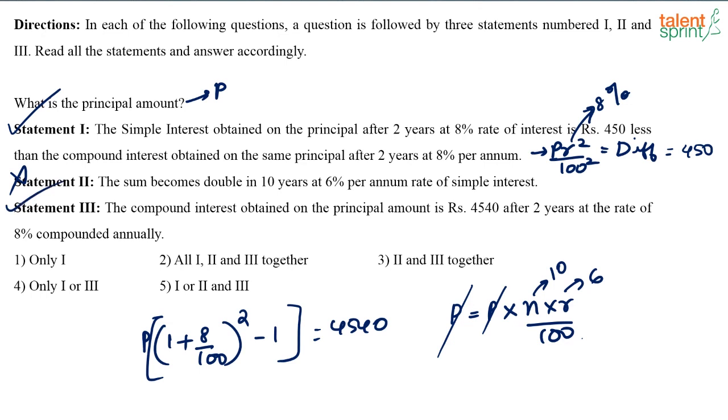So what is the answer here? Only 1 or 3. Either using only statement 1 or using only statement 3, I will be able to find out what is the principal amount. So my answer here is only 1 or 3.